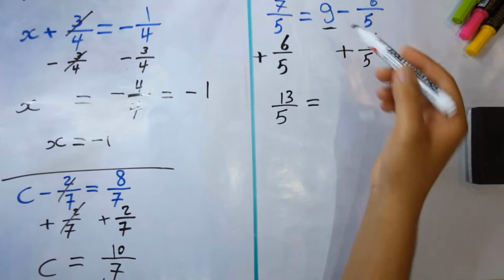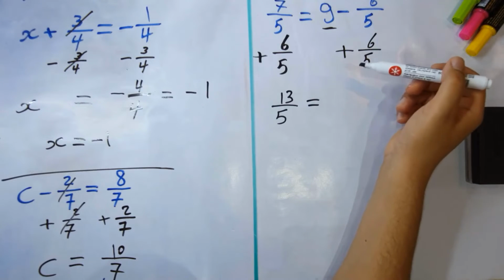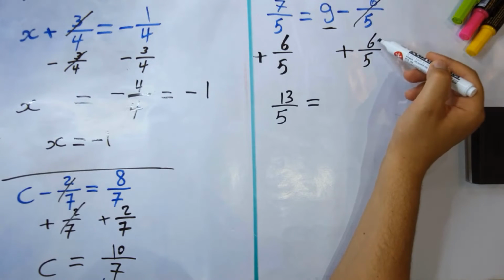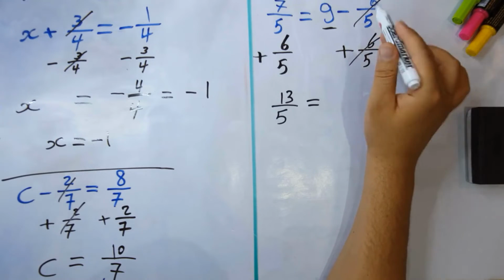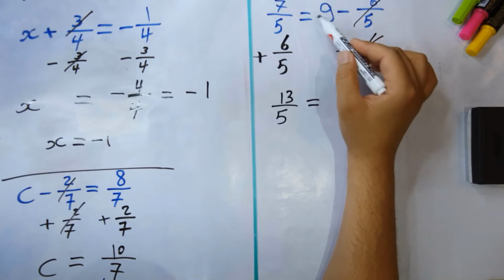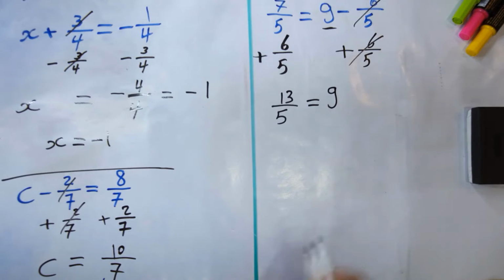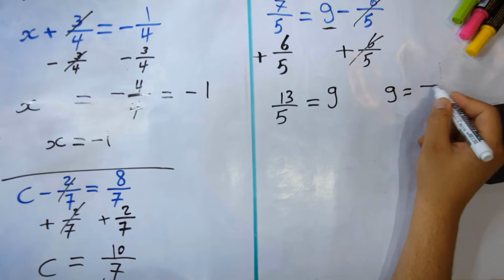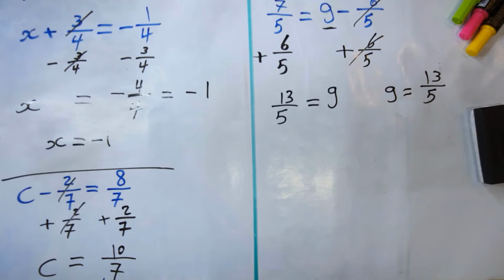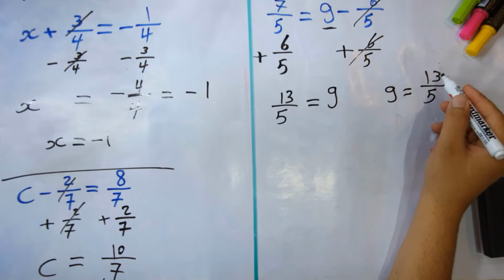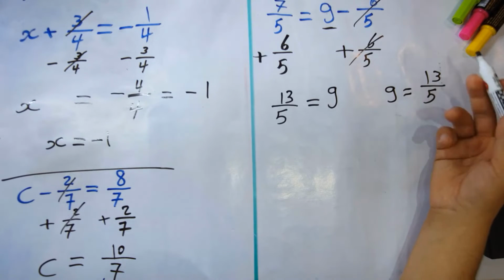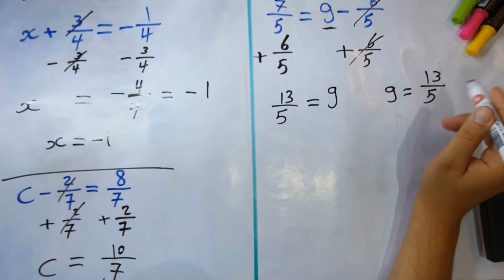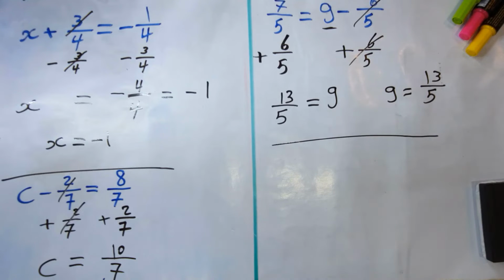Okay, equals. On this side, we have negative 6 over 5 and positive 6 over 5. Different signs, we should do minus, then 6 over 5 minus 6 over 5 is 0. Okay, remove them together. Then the remainder on this side is G. Then the answer will be G equals 13 over 5. Any simplification? No number is common between 13 and 5, or no number can divide 13 and 5 at the same time. Okay? Next.